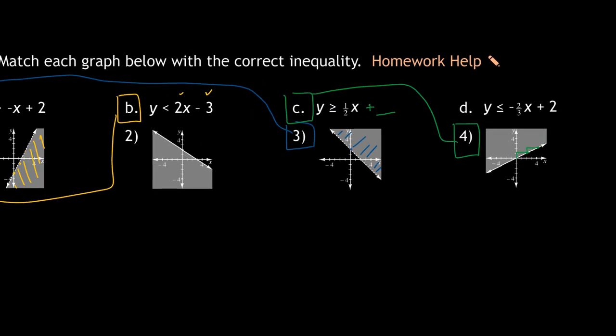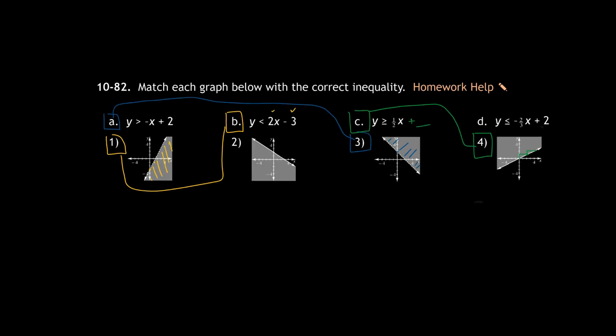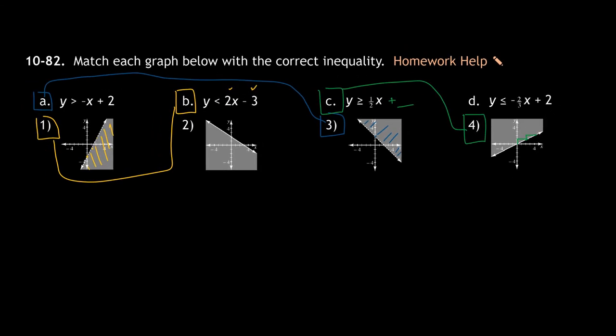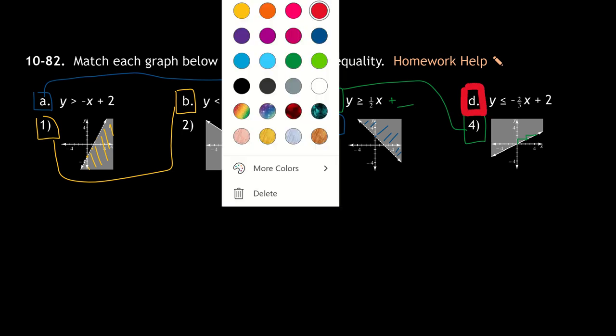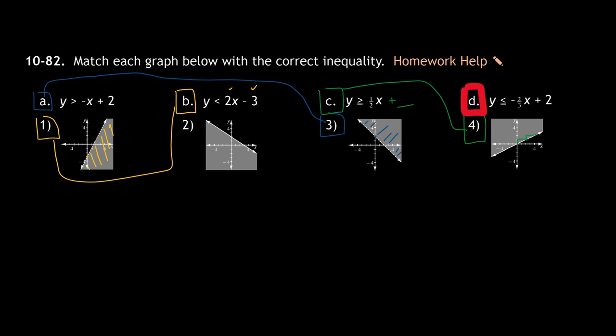And then our final problem is D, and D by default has to go. Oh, look at that! I didn't mean to have such a thick red line. D has to go with 2 because it's the only one left.